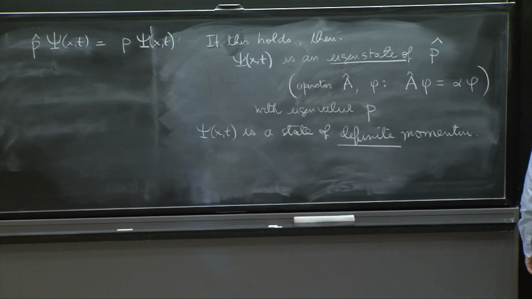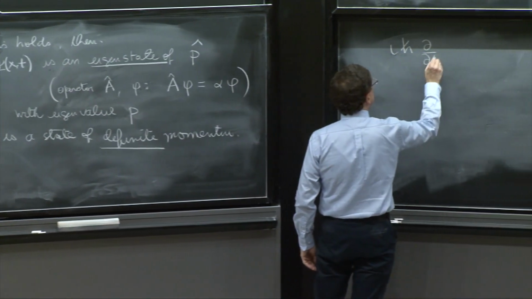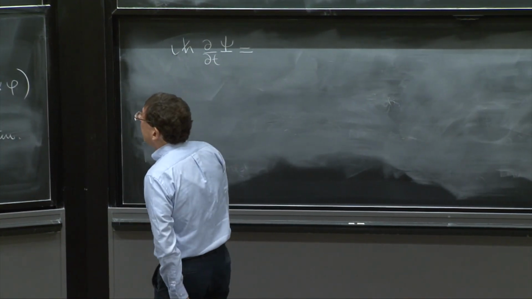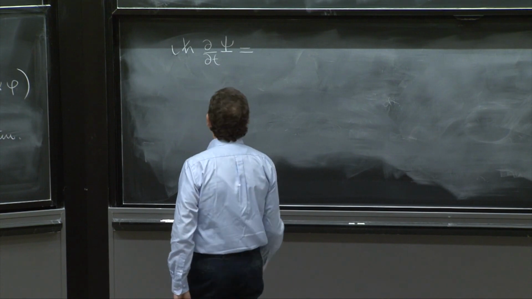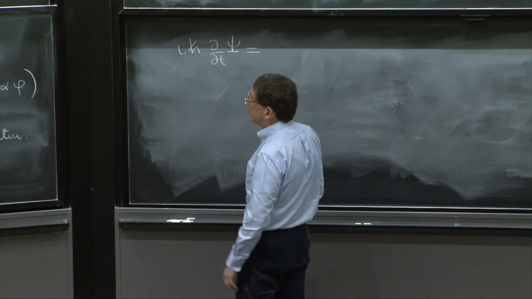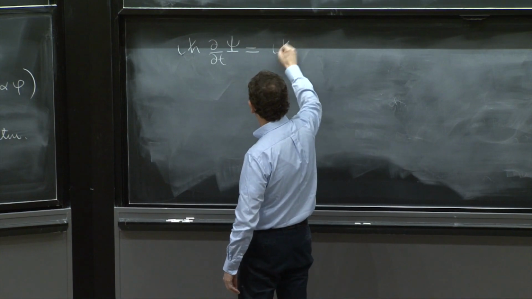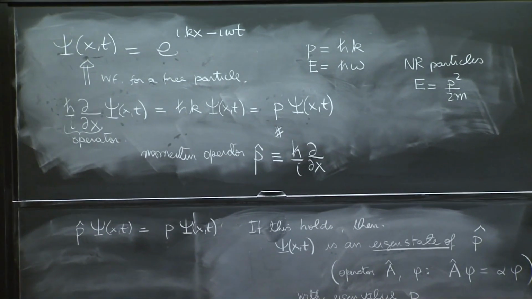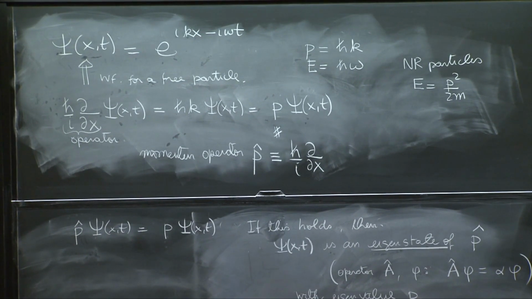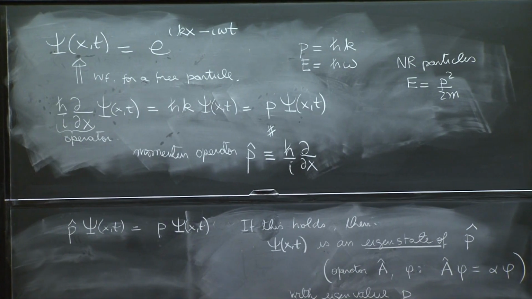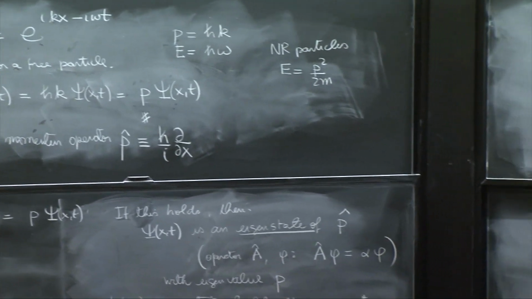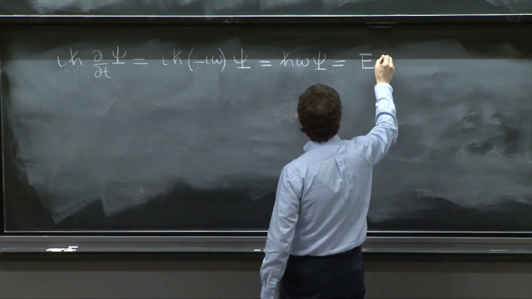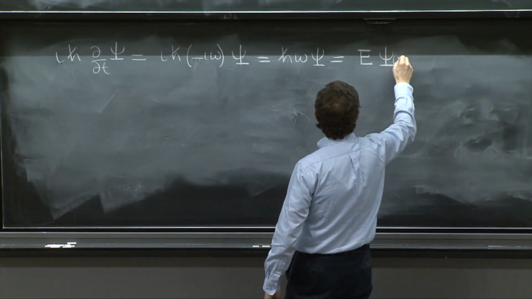We can do iħ d/dt of psi. And if we have that, we'll take the derivative. Now, this time we'll have iħ, and when we differentiate that wave function with respect to time, we get minus i omega times the wave function. So i times minus i is 1, and you get ħ omega psi, success. That was the energy of the particle times psi.